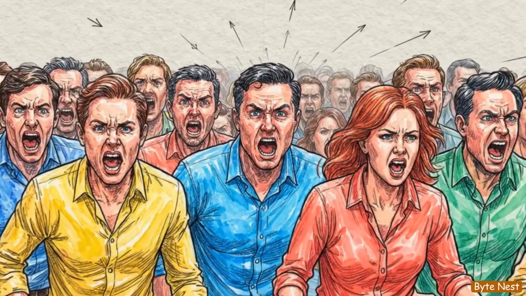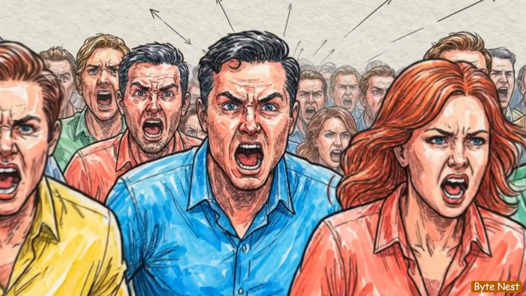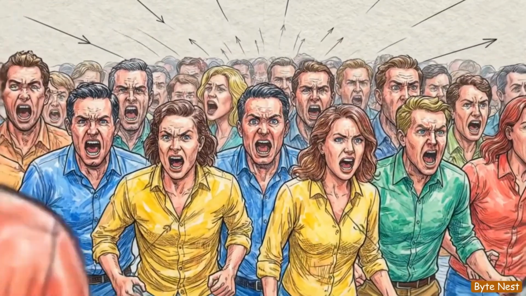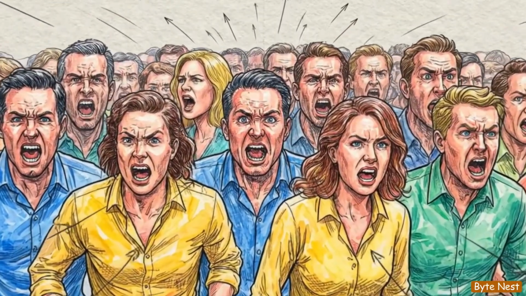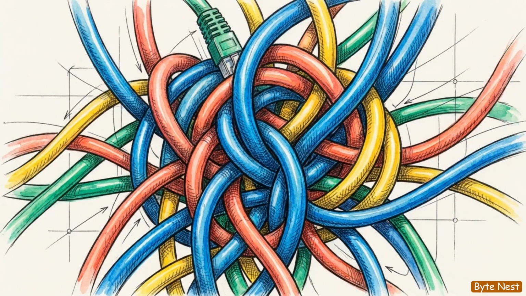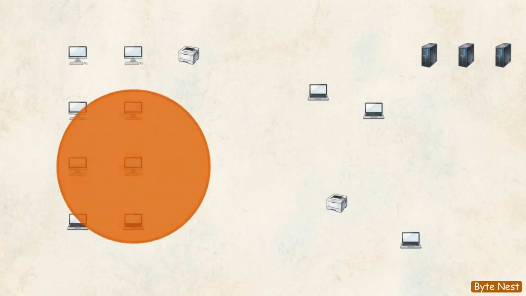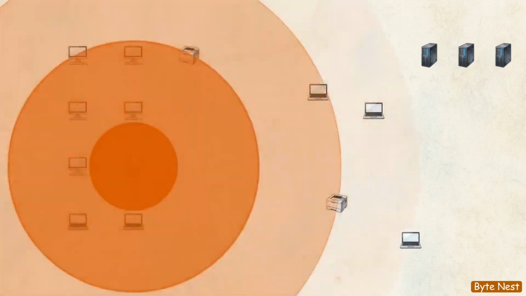Have you ever been to a party where everyone is talking and shouting at once? It's impossible to have a simple conversation. Computer networks face the exact same problem. When you have dozens of computers, printers, and servers all connected in the same building, how does a message get to the right place without getting drowned out in the noise?